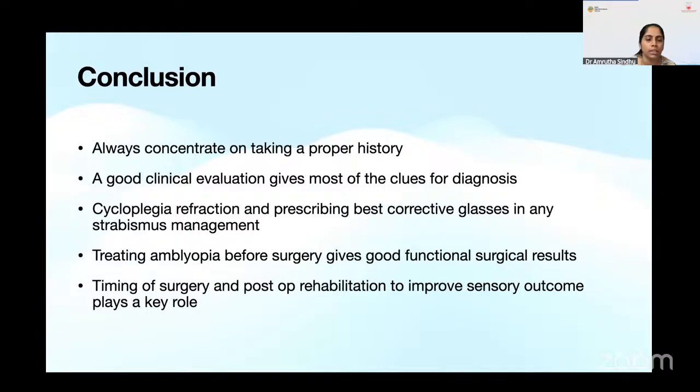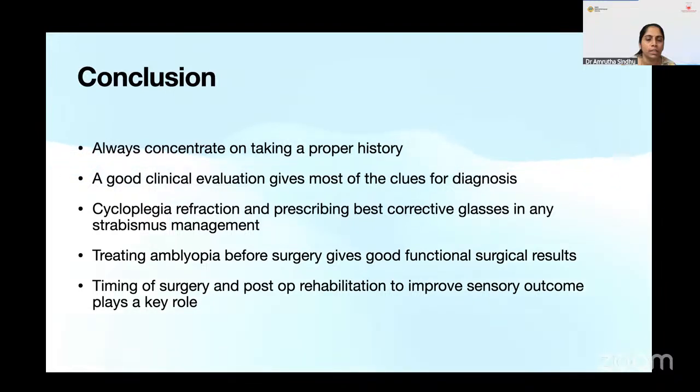To conclude, always concentrate on taking a proper history, because history gives a clue towards diagnosis. Also do a proper systemic evaluation, which most of the time is sufficient to come to a diagnosis.